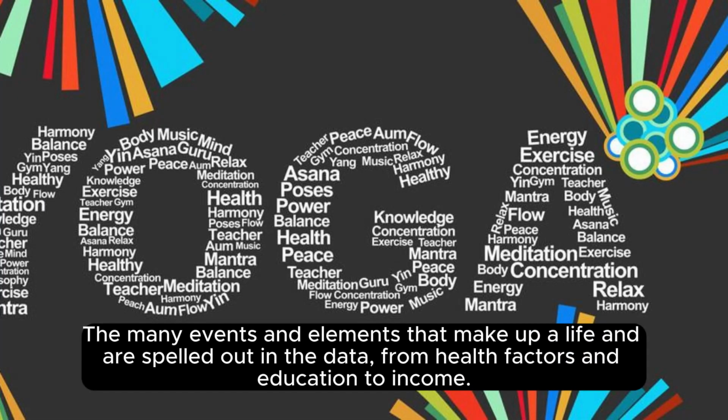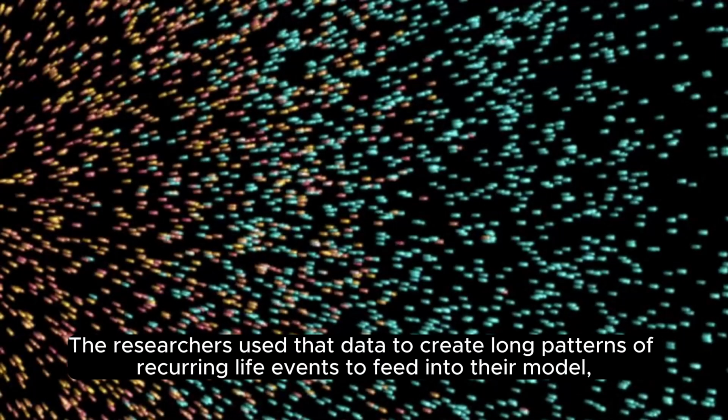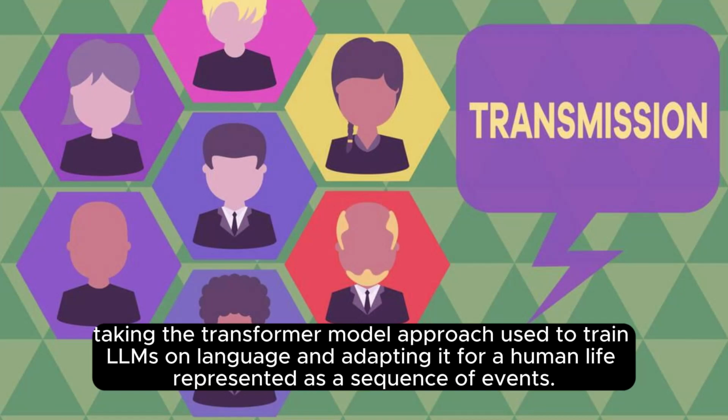The many events and elements that make up a life and are spelled out in the data, from health factors and education to income. The researchers use that data to create long patterns of recurring life events to feed into their model, taking the transformer model approach used to train LLMs on language and adapting it for a human life represented as a sequence of events.